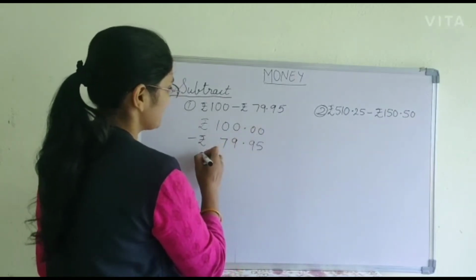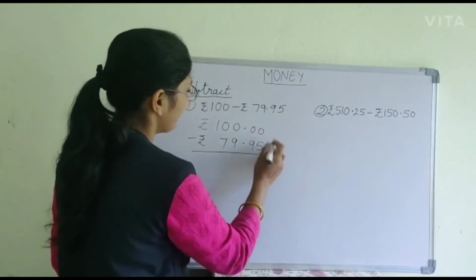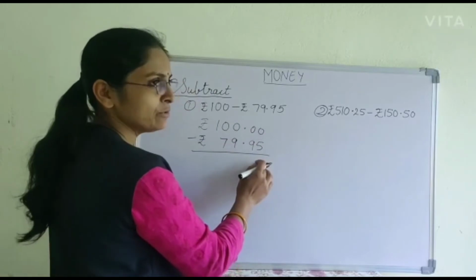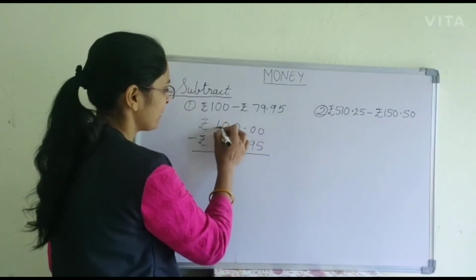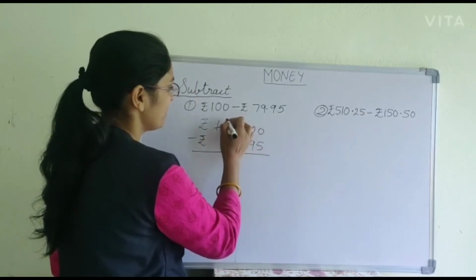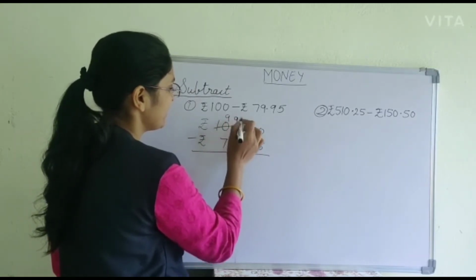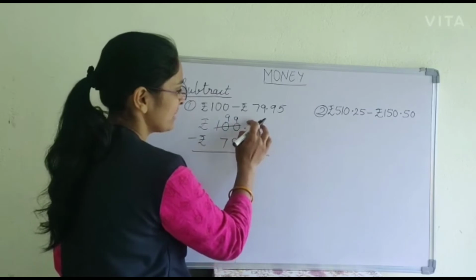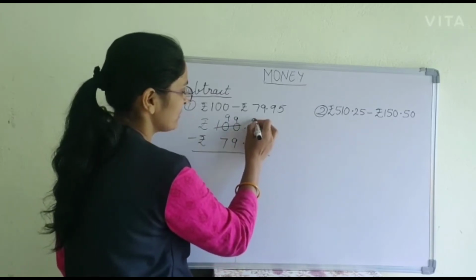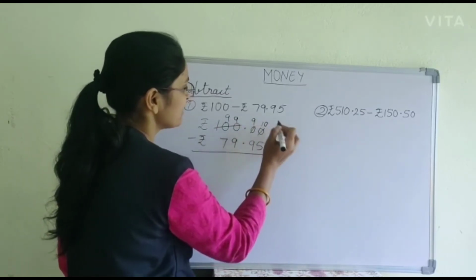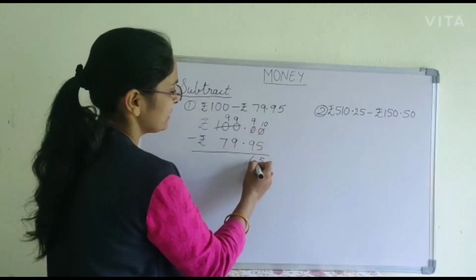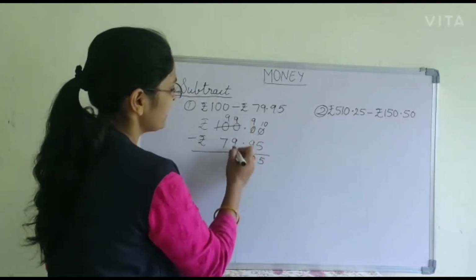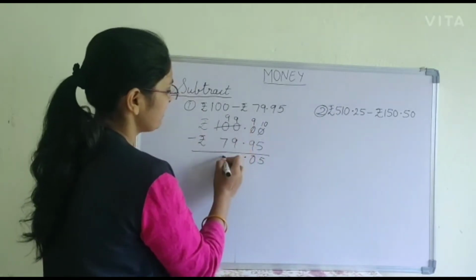Now subtract it. 0 minus 5 we can't do, we have to borrow. All zeros are here, so we will borrow from this 100. I borrowed 1 from this 100, so this 100 becomes 99. Now this is 10, so again I borrow from here. So now this will become 9 and this 0 becomes 10. So 10 minus 5 is 5, 9 minus 9 is 0, 9 minus 9 is 0, 9 minus 7 is 2.